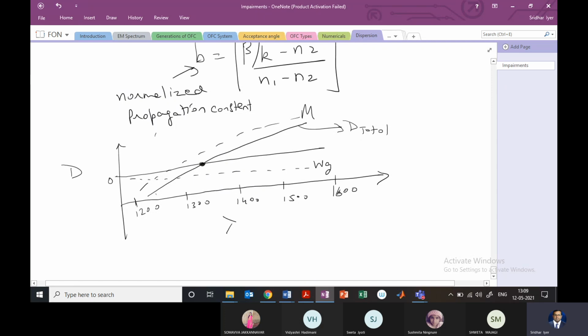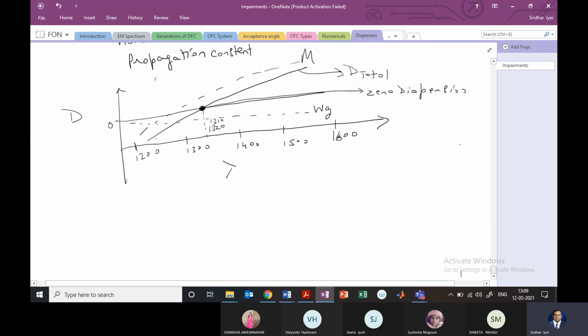You can see that I'm getting zero dispersion somewhere around 1310 or 1320 nanometer. So I'm getting zero dispersion there, and I'm very interested in this particular wavelength, because I want to get the least amount of dispersion.